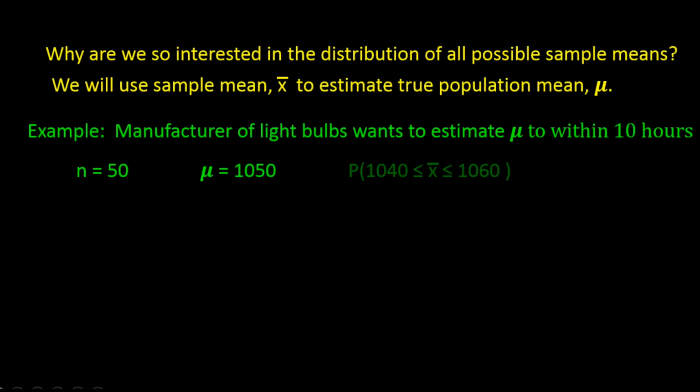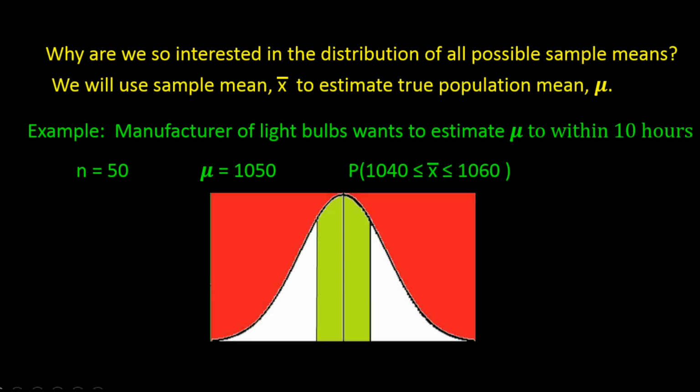What is the probability of taking a sample and obtaining a sample mean between 1,040 hours and 1,060 hours? 1,040 hours is 10 hours below the mean, and 1,060 hours is 10 hours above the mean. And remember, we want the manufacturer to estimate the mean to within 10 hours. This distribution curve illustrates what we are asking.